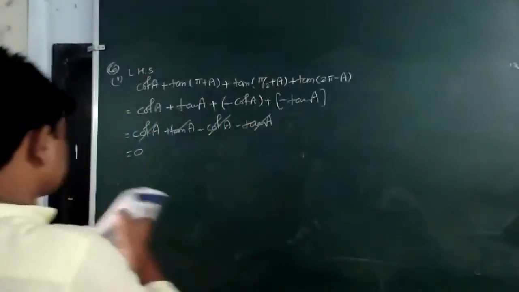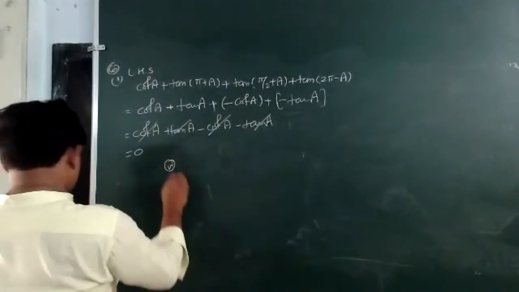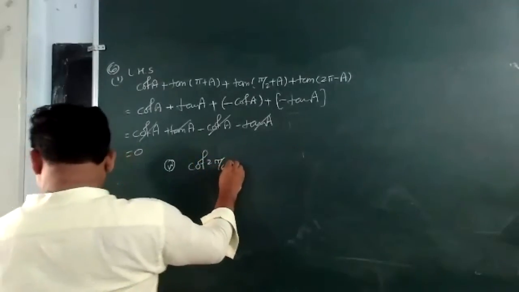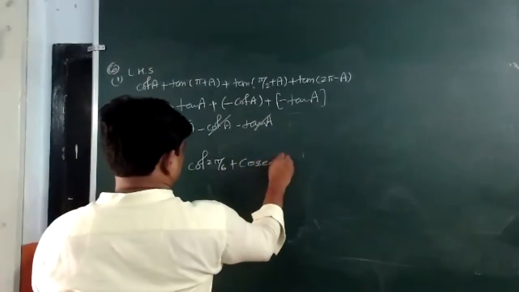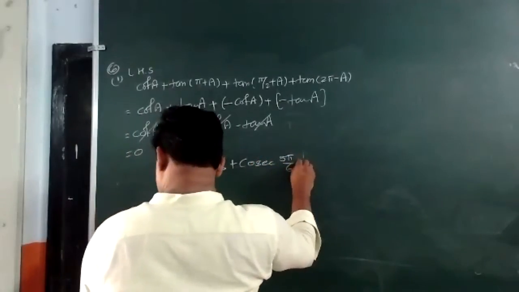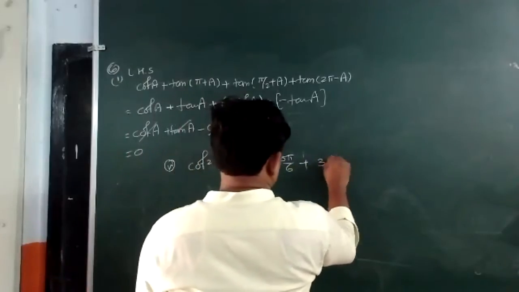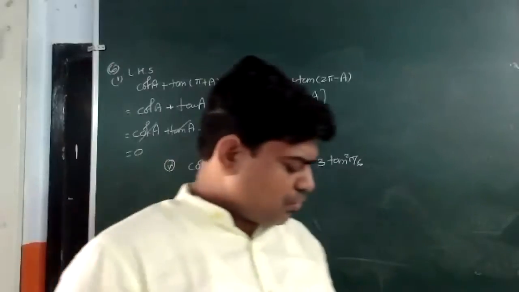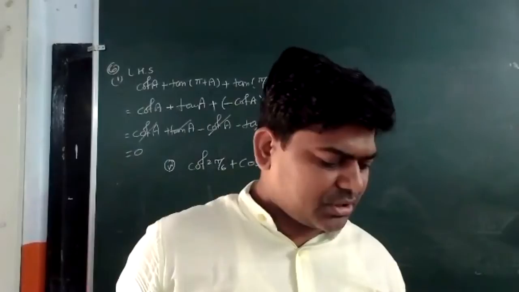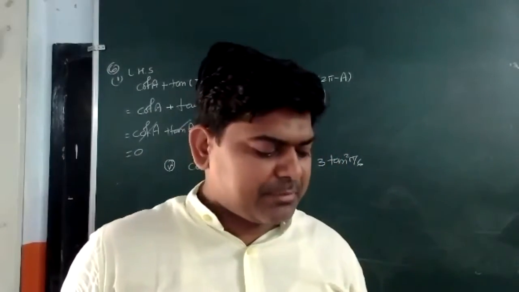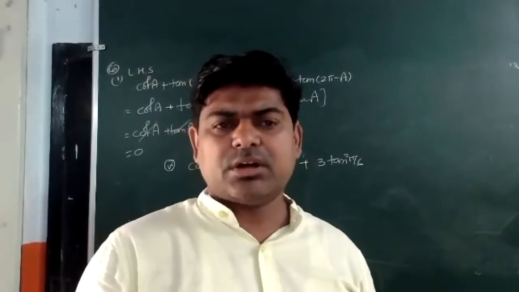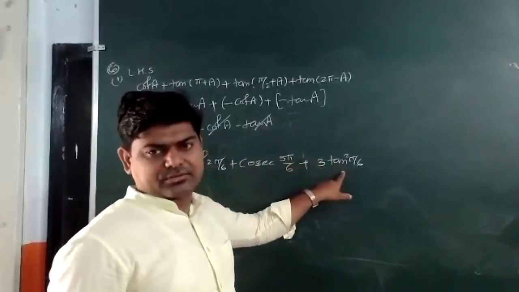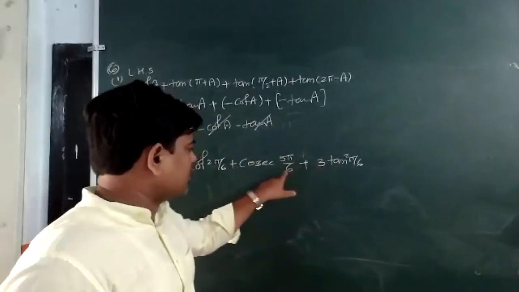See the fifth one. It is written cot square pi by 6 plus cosec 5 pi by 6 plus 3 tan square pi by 6. Listen to me carefully. And one student asked sixth also. In sixth also it is the same thing. We know all these angles, only in 5 pi by 6 we are facing a problem. Here also you can see, we know the value of cot pi by 6 and the value of tan pi by 6. We are facing a problem only because of 5 pi by 6.